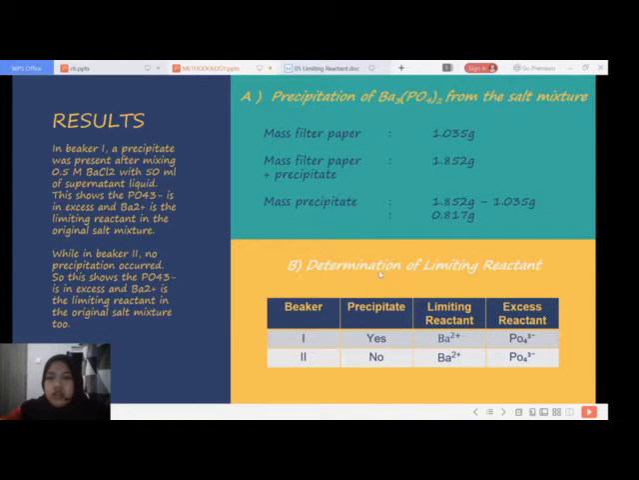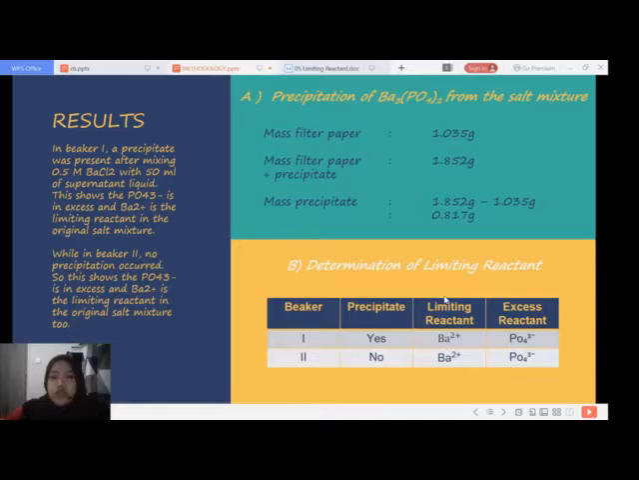Our result is the determination of limiting reactant. In beaker 1, we get a precipitate, yes, and because it is a yes, the limiting reactant is Ba2+ and the excess reactant is PO4 3-. In beaker 2, we don't have a precipitate, and the limiting reactant is Ba2+ and the excess reactant is PO4 3-.